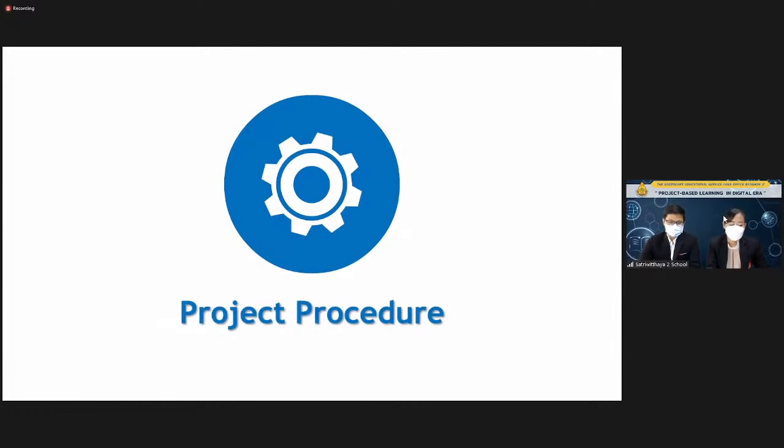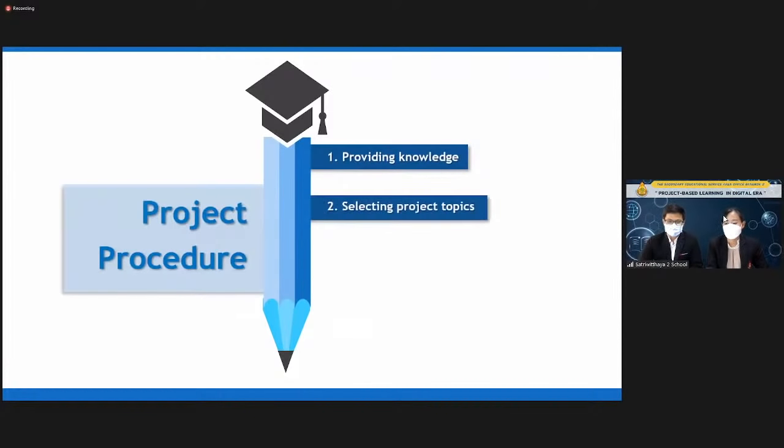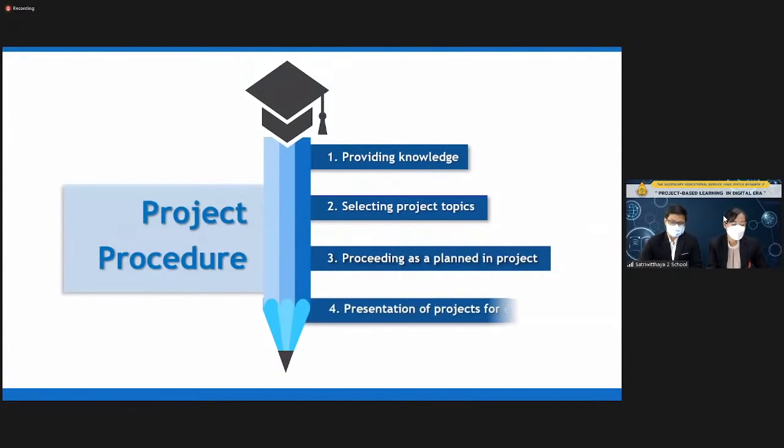You will see that we have a 4-step procedure for completing a project. Number 1, providing knowledge. Number 2, selecting project topic. Number 3, proceeding as planned in the project. Number 4, presentation of project for evaluation.